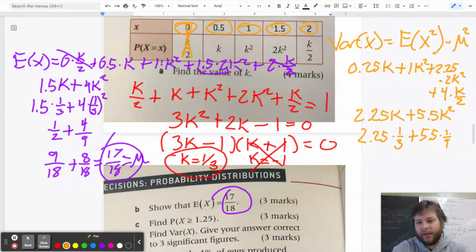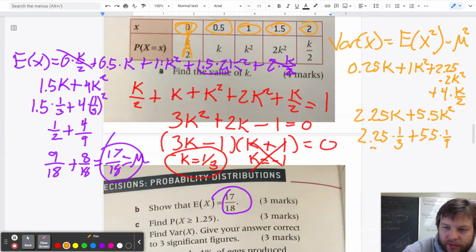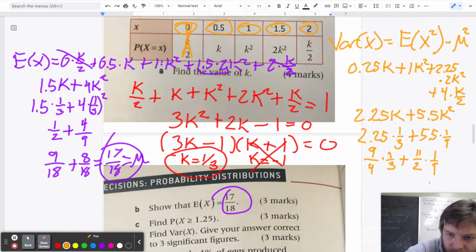Let's switch it all into fractions. So 9/4 times 1/3 plus 11/2 times 1/9. Let's see here. That can become 3/4. The other one doesn't seem to simplify. So I have 3/4 plus 11 over 18.